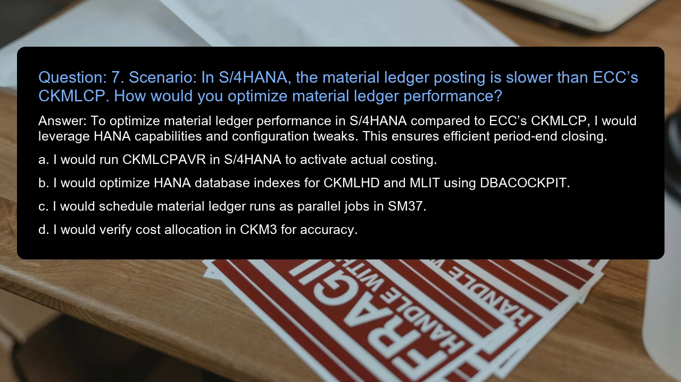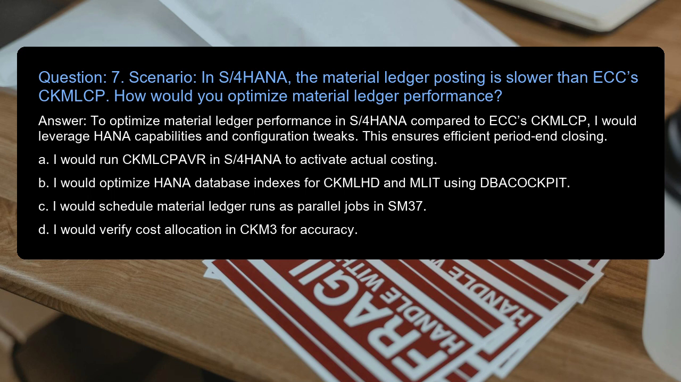Question 7. Scenario: in S/4HANA, the material ledger posting is slower than ECC's CKMLCP. How would you optimize material ledger performance? Answer: to optimize material ledger performance in S/4HANA compared to ECC's CKMLCP, I would leverage HANA capabilities and configuration tweaks. This ensures efficient period-end closing.